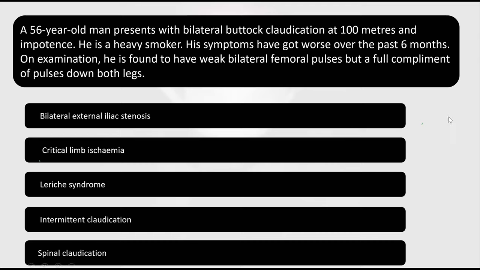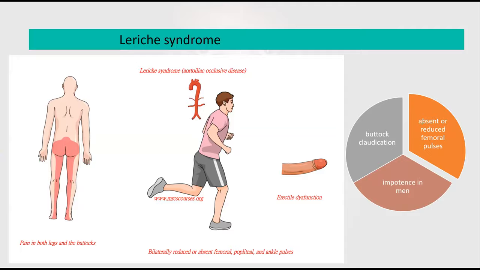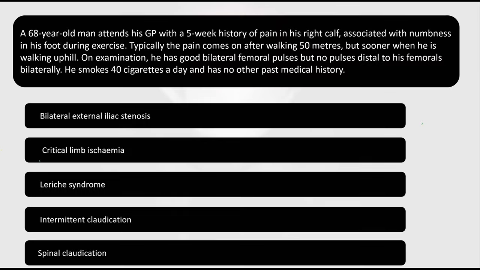Yes. So, new onset history with numbness, and a smoker. This will be intermittent claudication because of the history of smoking and pain on walking and walking uphill. Spinal claudication, you say? Intermittent claudication.